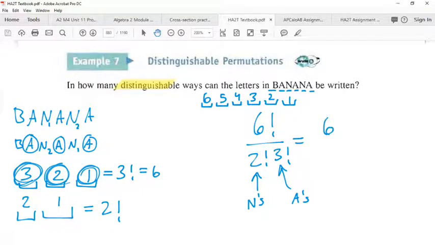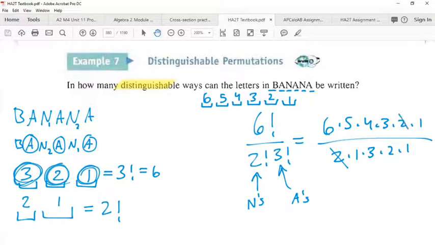And so once you do that, you'll get your answer. So this would be 6 times 5 times 4 times 3 times 2 times 1, over 2 times 1 and then 3 times 2 times 1 on the bottom. That 2 is going to cancel with that one. That 3 is going to cancel out with that one. That 2 is going to make that 4 into a 2. So we just have 6 times 5 times 2, which is 30 times 2, which is 60. There's 60 different distinguishable ways you can rearrange those letters.